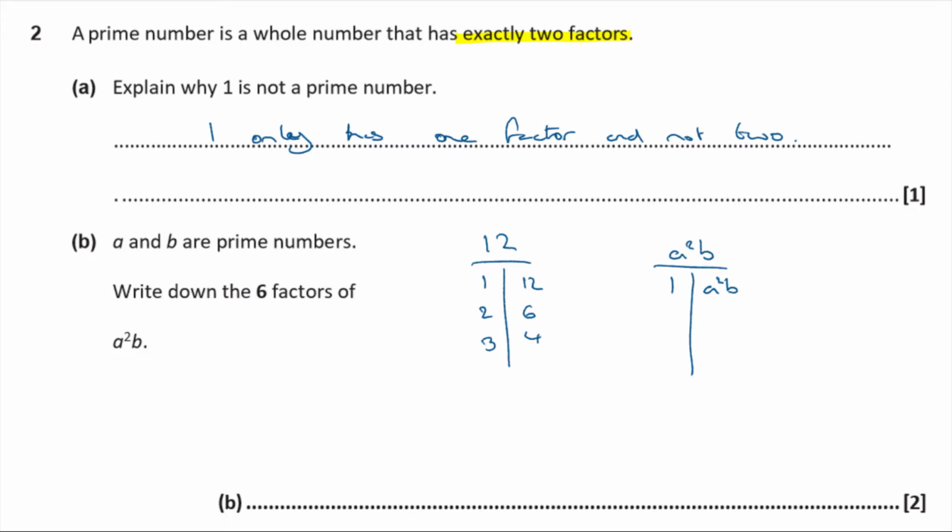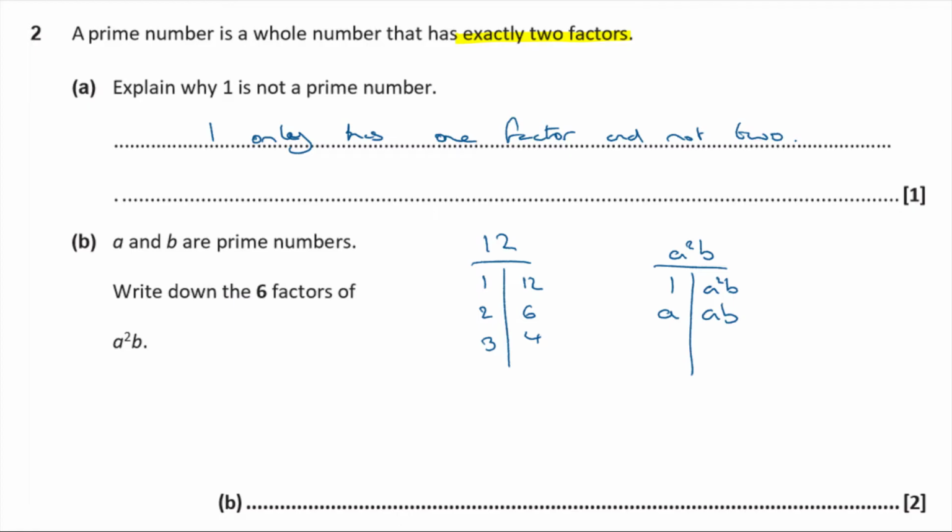Because 1 times a squared b is a squared b. And then I'd need to find some other factors that I can put on the left which pair up with something on the right. So when I multiply it together, I'm going to get a squared b. Okay? So what I'm going to do is take the a out and think, well, a times ab is a squared b.